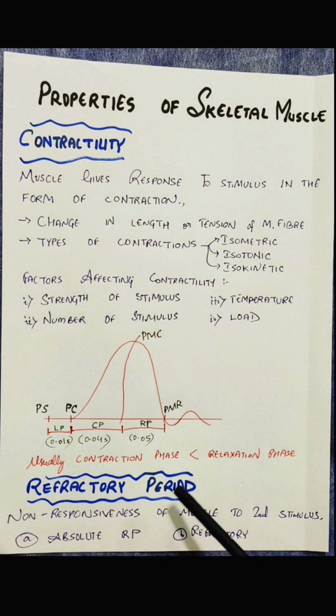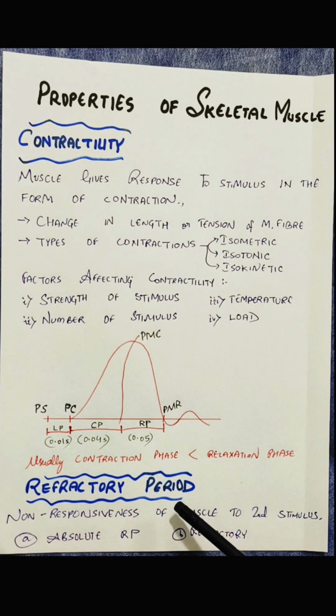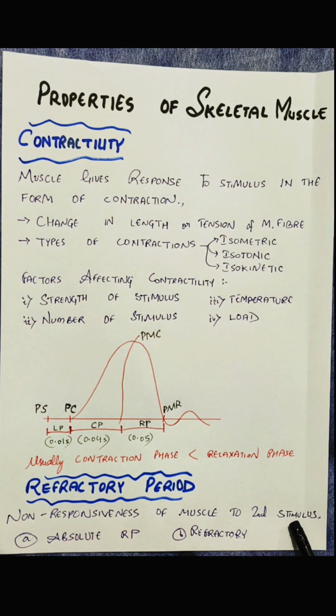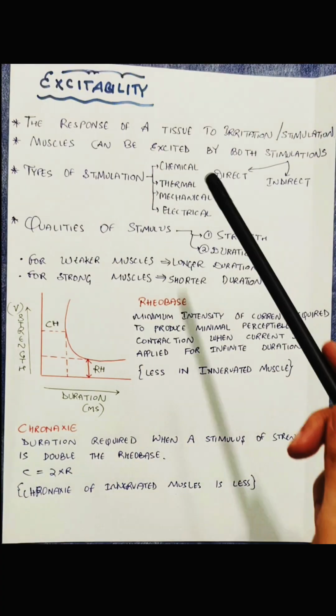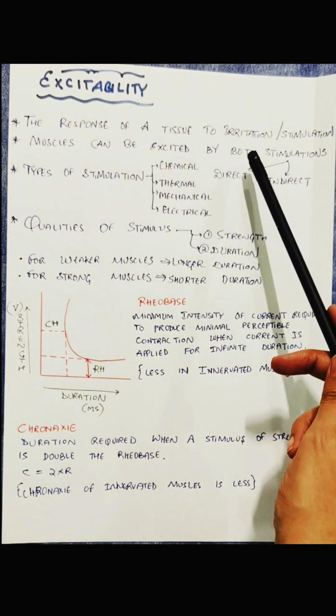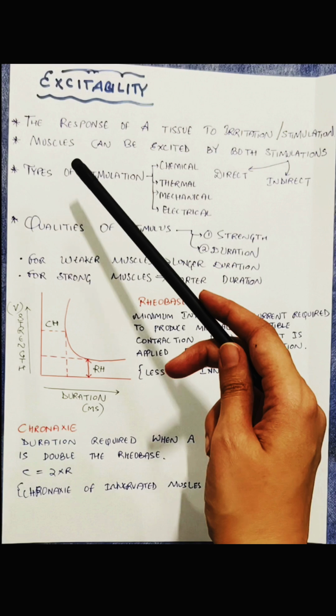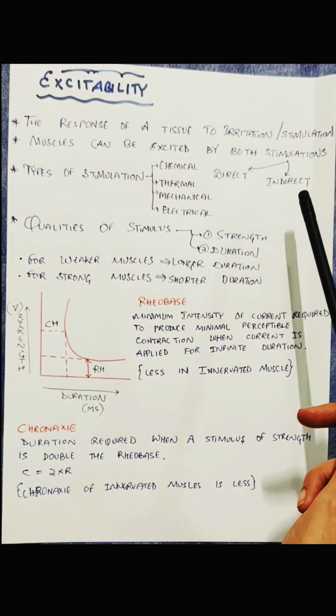Next property is refractory period. As we all know, refractory is the non-responsiveness of the muscle to a second stimulus. It can be absolute or relative. Next is excitability. It is the response of our tissue to irritation or stimulation. Now muscles can be excited by both types of stimulation, that is direct or indirect stimulus.